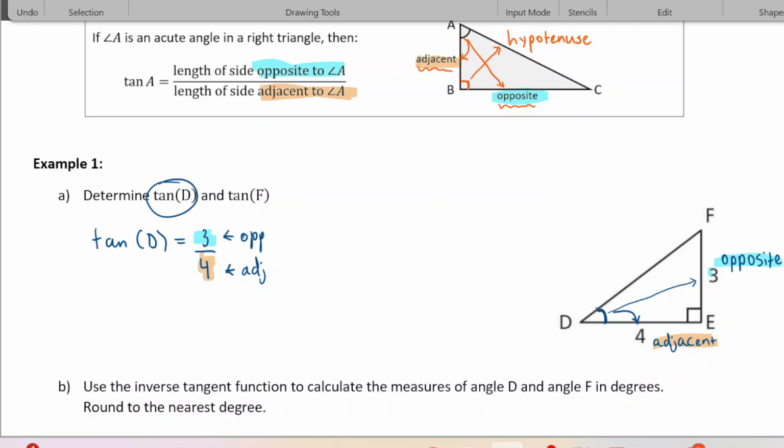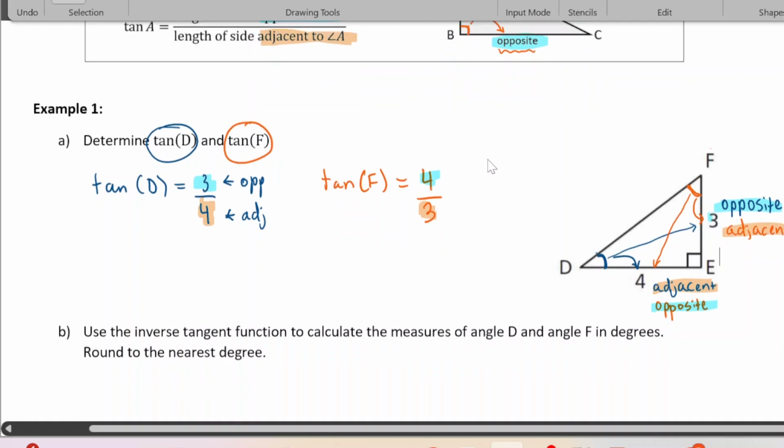Now, let's do the same thing for angle F. I'm going to use a different color. Here's angle F. Now it's going to have a different tangent ratio because it's a different angle. So when I'm labeling for angle F, this time when I look across, I see 4. So this time 4 is the opposite, and 3 is the adjacent. It depends on which angle you're talking about how you label your sides. But it's always the opposite side across from the angle divided by the side that's right next to it.